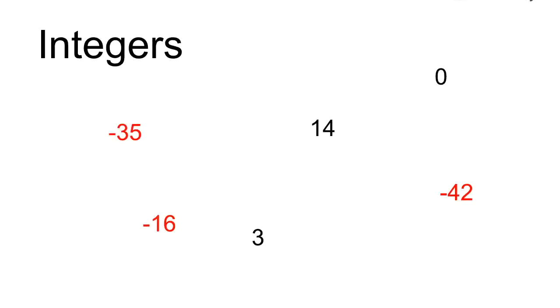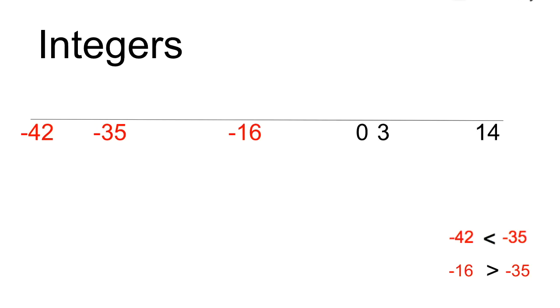Integers. The red numbers are negative integers, and the black numbers are positive integers. Put these numbers in order, from least to greatest. We see that even though 42 is greater than 35, because it is negative, it is less than 35. Here, negative 16 is greater than negative 35. And 0, 3, and 14 are greater than all of these integers that are negative.